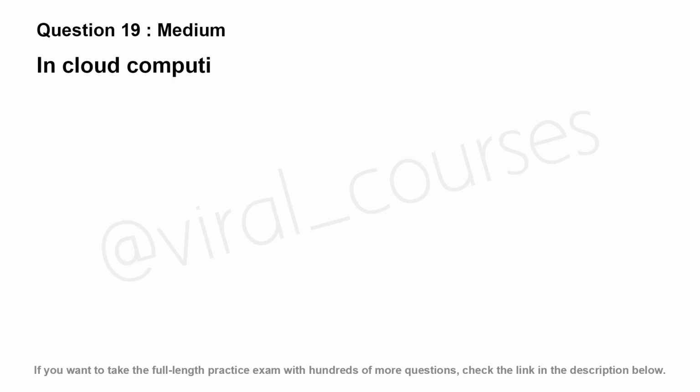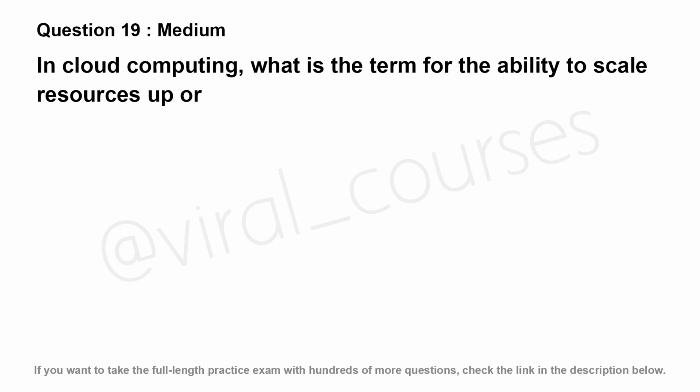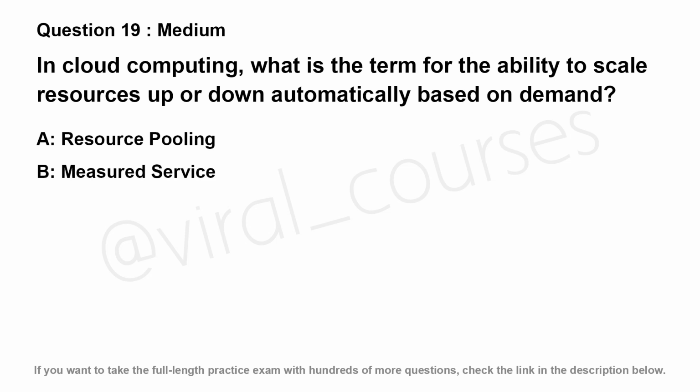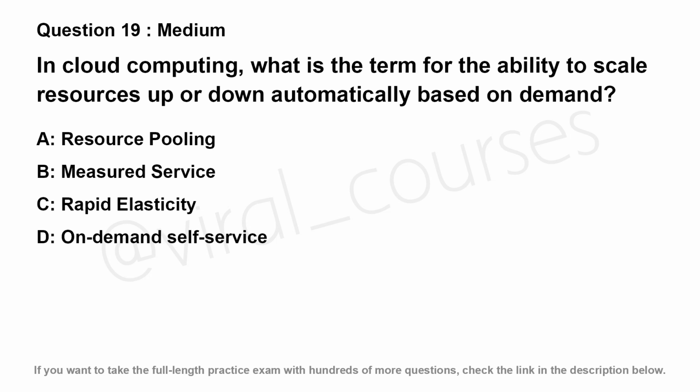In cloud computing, what is the term for the ability to scale resources up or down automatically based on demand? Option A, resource pooling. Option B, measured service. Option C, rapid elasticity. Option D, on-demand self-service.